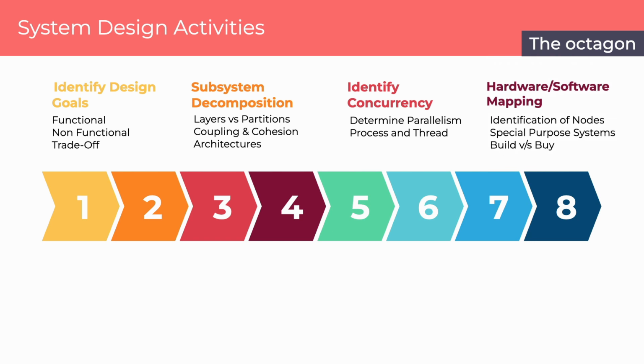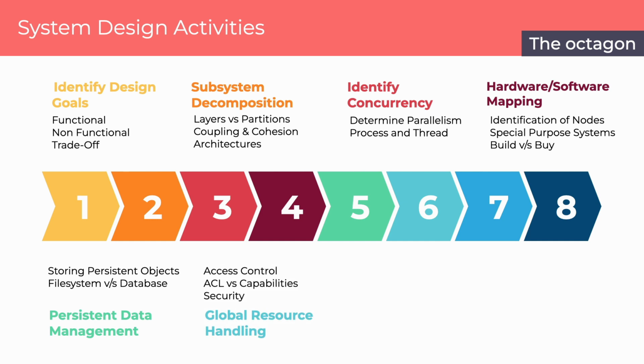Hardware-software mapping. In this step, we focus on picking the right hardware and software that is required to support our system. Persistent data management. This is a very important step, especially for large-scale systems where we have to identify the right database for a system and subsystems. Global resource handling. In this step, we deal with security and access management concerns to make sure that a system is secure and all the required access controls are in place.